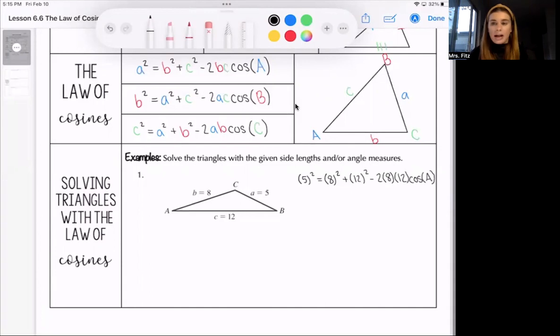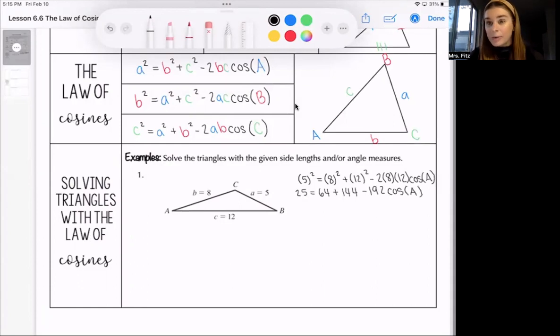Okay, so then I'm going to go ahead and clean this stuff up. You're welcome to use a calculator if you'd like, but 5 squared, we get 25, equals 8 squared, which is 64, plus 12 squared is 144, minus, we have 2 times 8 times 12, so we get 192 cosine of A. And then we'll keep cleaning this up.